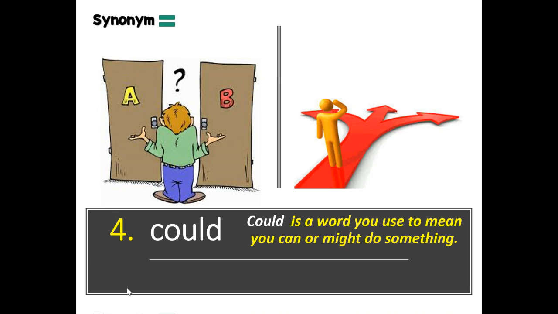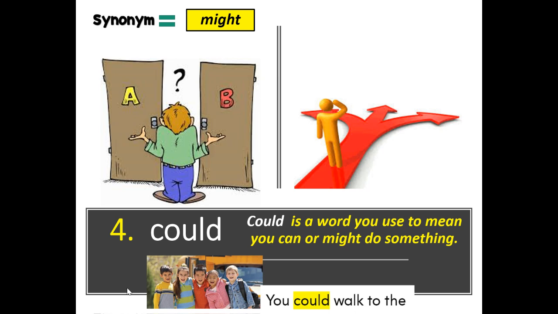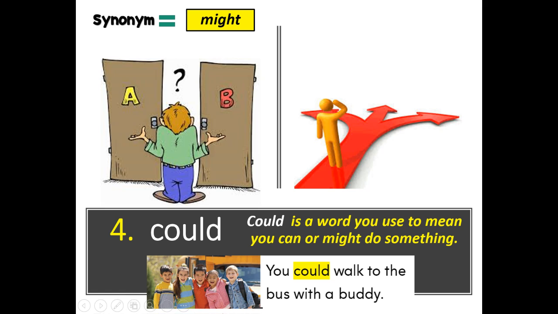A synonym would be might. You might choose A, you might choose B, you might go left, you might go straight, you might go right. Could or might. You could walk to the bus with a buddy. You could also say, you might walk to the bus with a buddy.